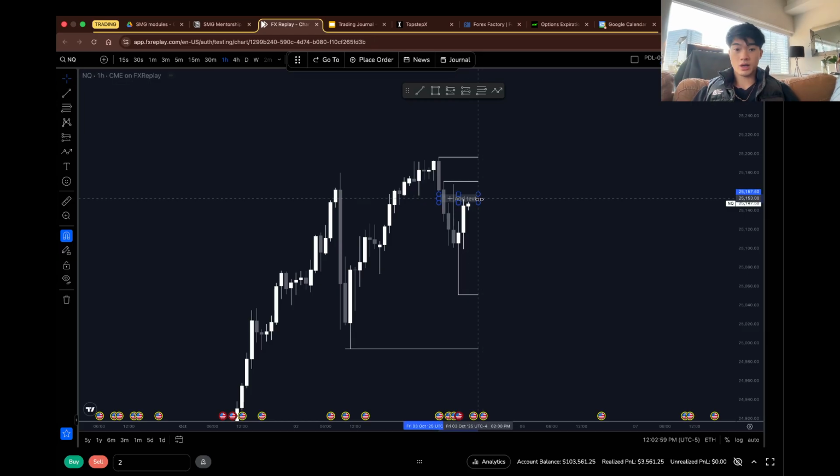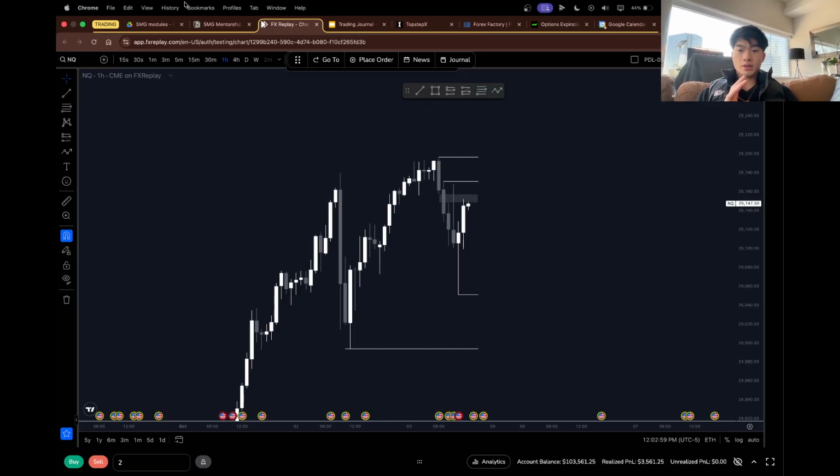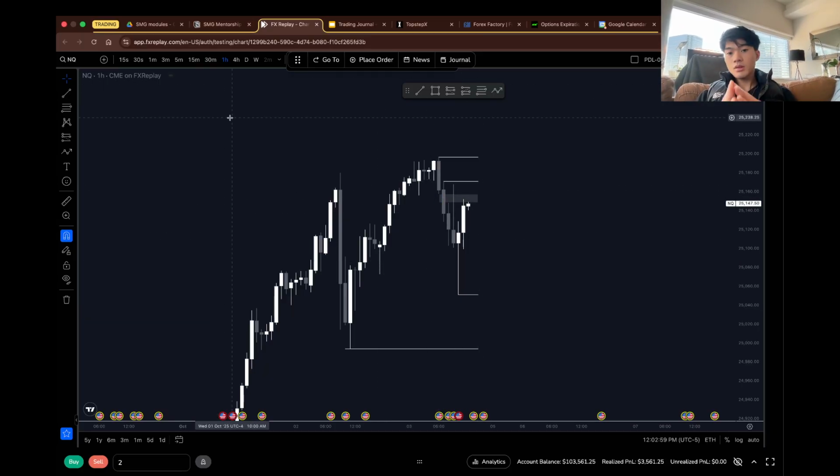We learned about fair value gaps. Fair value gaps and liquidity is what moves the markets. If you master those two things, which I'm going to hammer on you guys, you're goated. You're good. 1 hour, 4 hour, we know what's above us, we know what's below us. Now, let's go to the 15-minute.